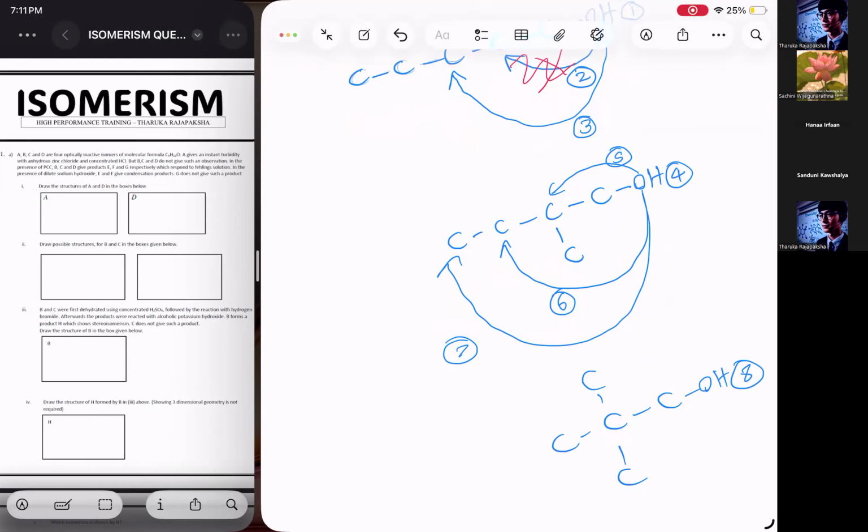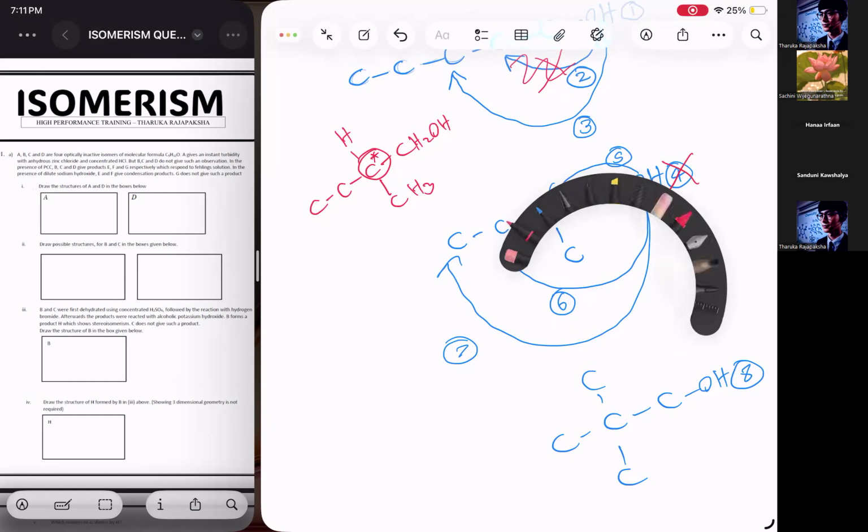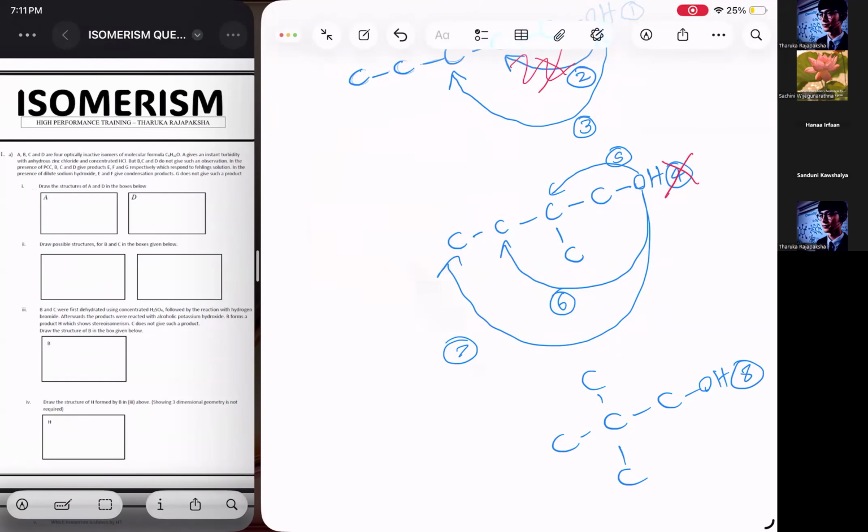What about the fourth one? Fourth one is optically active, right? Because the fourth one is like this: CH2OH, CH3 and then hydrogen. This carbon is a chiral carbon. So therefore this fourth one is an optically active compound. What about fifth one? Fifth one is not optically active because there are two CH3 groups. What about the sixth one? Sixth one is optically active, right? You should be able to filter them out. Then sixth one is optically active, so we can remove the sixth one.